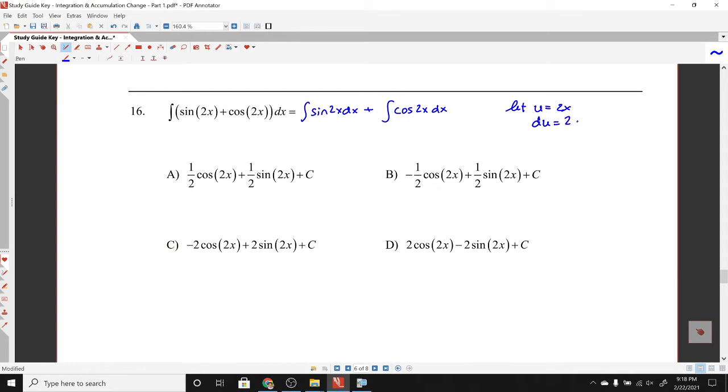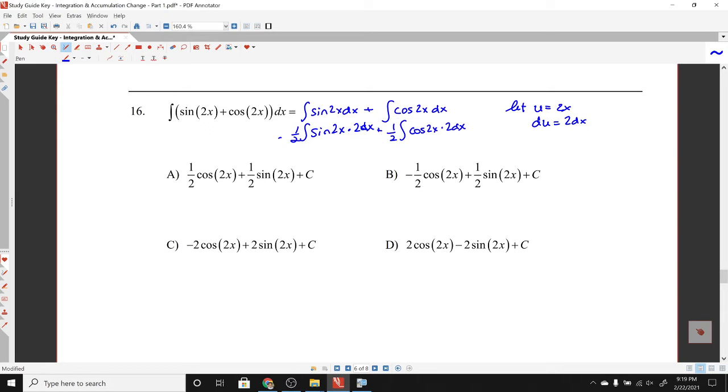So du is going to be 2 dx. So in both of these, I need a 2 in front of the dx. So I can go ahead and put in a 2 in front of the dx as long as I balance it with a 1/2 out front. Plus, same thing over here, cosine of 2x times 2 dx, as long as I balance that with a 1/2.